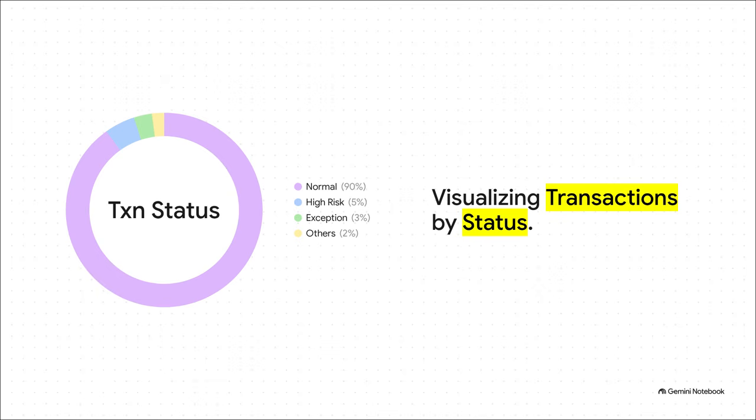But what's really cool is this donut chart here visualizing transactions by status. It perfectly contrasts the normal, high-risk, exception, and other statuses. Practically speaking, this means you can monitor a top-risk area like vendor payments right on your main screen instantly.